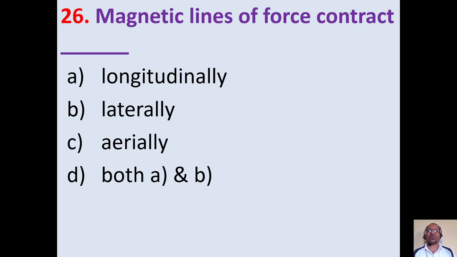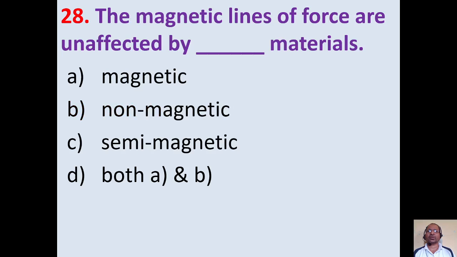Magnetic lines of force contract. So magnetic lines contract in length, that is longitudinally. Magnetic lines of force expand laterally. The magnetic lines of force are unaffected by dash dash material. So magnetic lines of force have no effect on non-magnetic materials like paper, wood, plastic, etc.